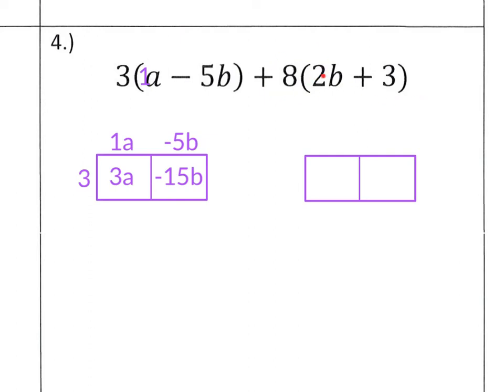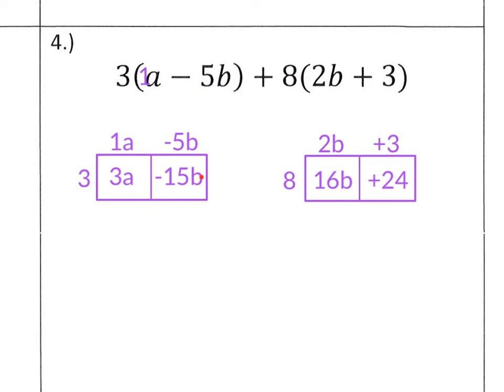This 8 needs to be multiplied by the 2b plus 3, so I'm going to fill that one in over here. So I'm multiplying the 8 times 2b plus 3. So to fill in each cell, 8 times 2b, 8 times 2 is 16, and then again, there's just that b, so I'm going to bring that b over, so 16b, and then 8 times 3 gives me the positive 24. So now I can go ahead and write what my areas were.